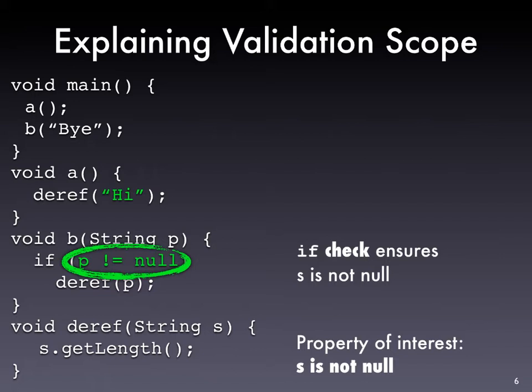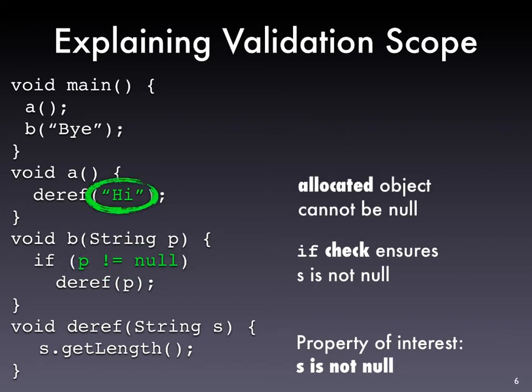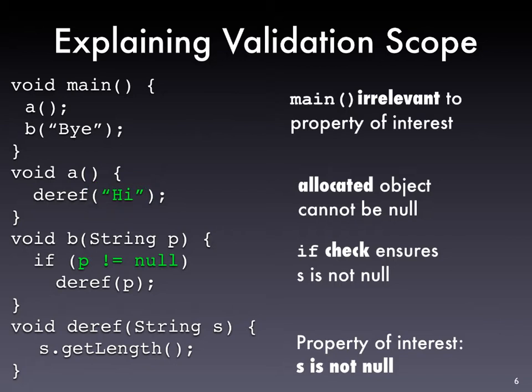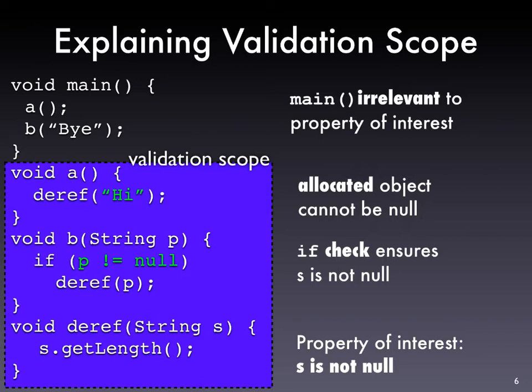Well, if we look at B, we see that B checks its parameter and then passes it to deref. So that check ensures that S is not null. And if we look at A, we see that it's passing in a newly allocated object, which in Java can never be null. So the key point here is that main is completely irrelevant to the property of interest. That is, the validation scope includes A, B, and deref, but not main.